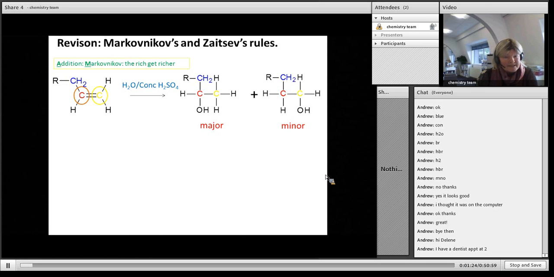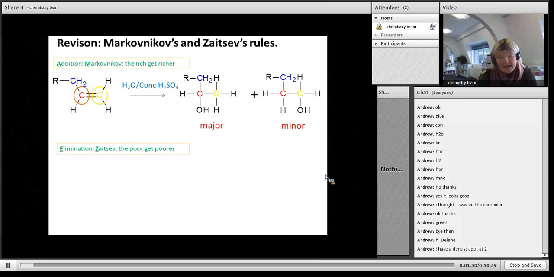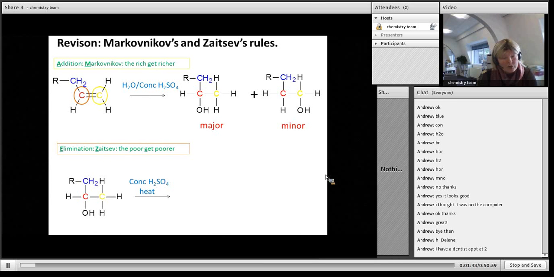Zaitsev is to do with elimination, and as I said, one way that you don't get muddled is you think of A and M go together, and they come earlier in the alphabet than E and Z. So A is before E, M is before Z, to help you work out which one's which. Then for elimination, you look for your functional group, so it's either the alcohol or the halogen. Then you look at the adjacent carbons, and you see which one has got the least number of hydrogen atoms.